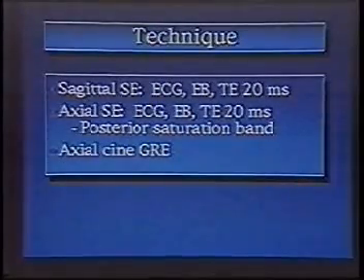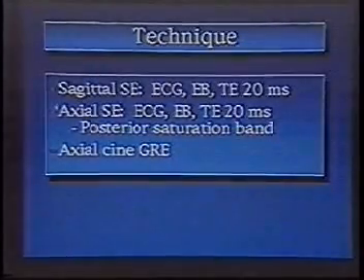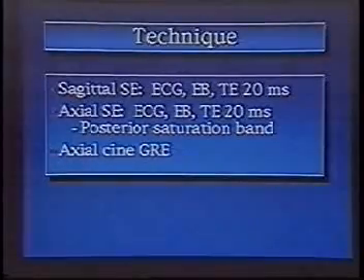But okay, so the technique that we use is slightly different, and it's actually evolved recently. We start out with the sagittal image mainly as a localizer, and then we do axial images and axial cine. If you have double inversion recovery, you don't have to use this posterior saturation band, but if you don't, then I would put on a posterior saturation band.